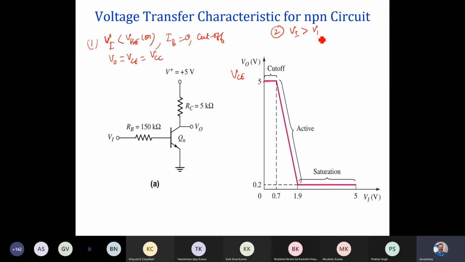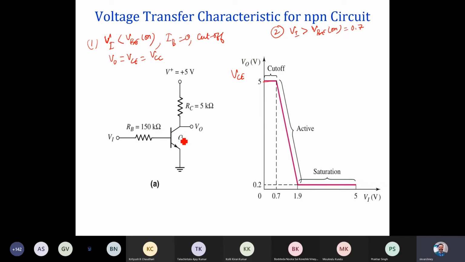As soon as Vi becomes greater than VB on, let's say it's 0.7 volt, so we get Vi greater than 0.7 volt, and the transistor is on.